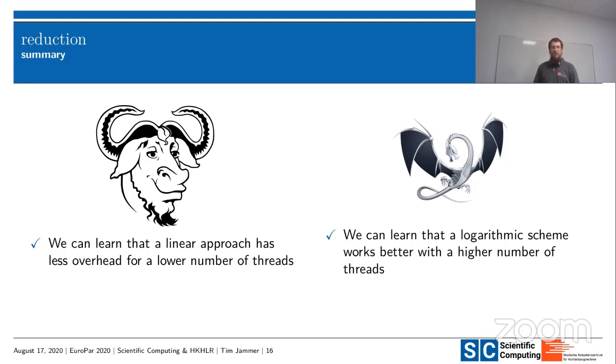But this logarithmic scheme works better with a higher amount of threads, of course. So here it might be a good idea to combine these two implementations, where, for example, first a GNU-like linear approach is used in order to reduce the values inside a single NUMA node, and then we utilize a tree scheme in order to combine the values from the different NUMA nodes.